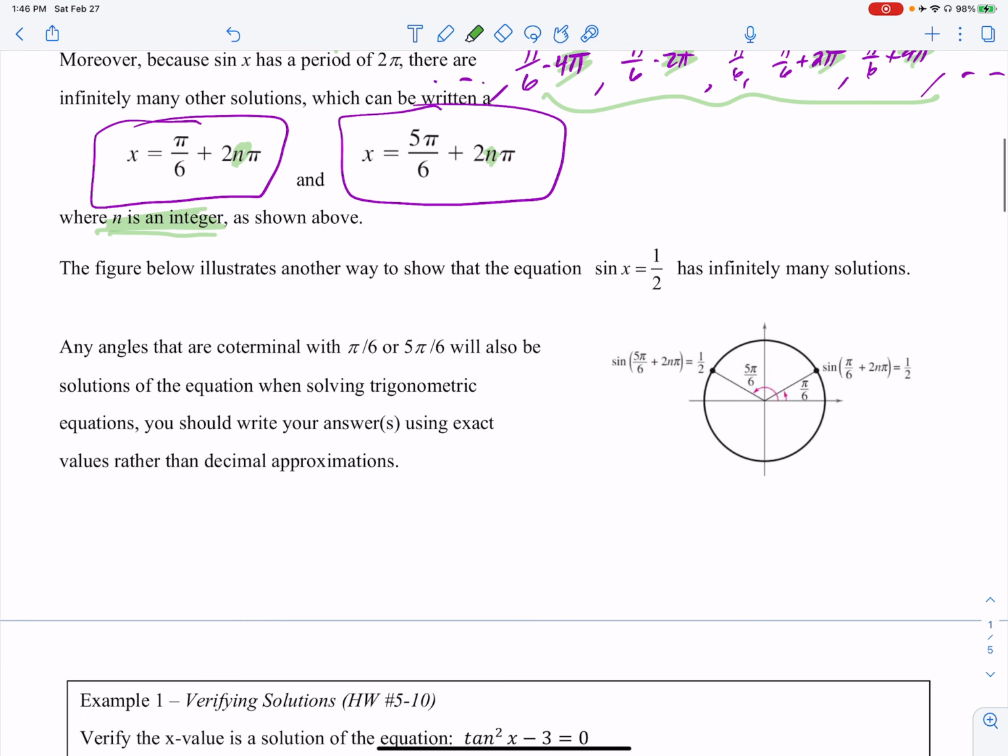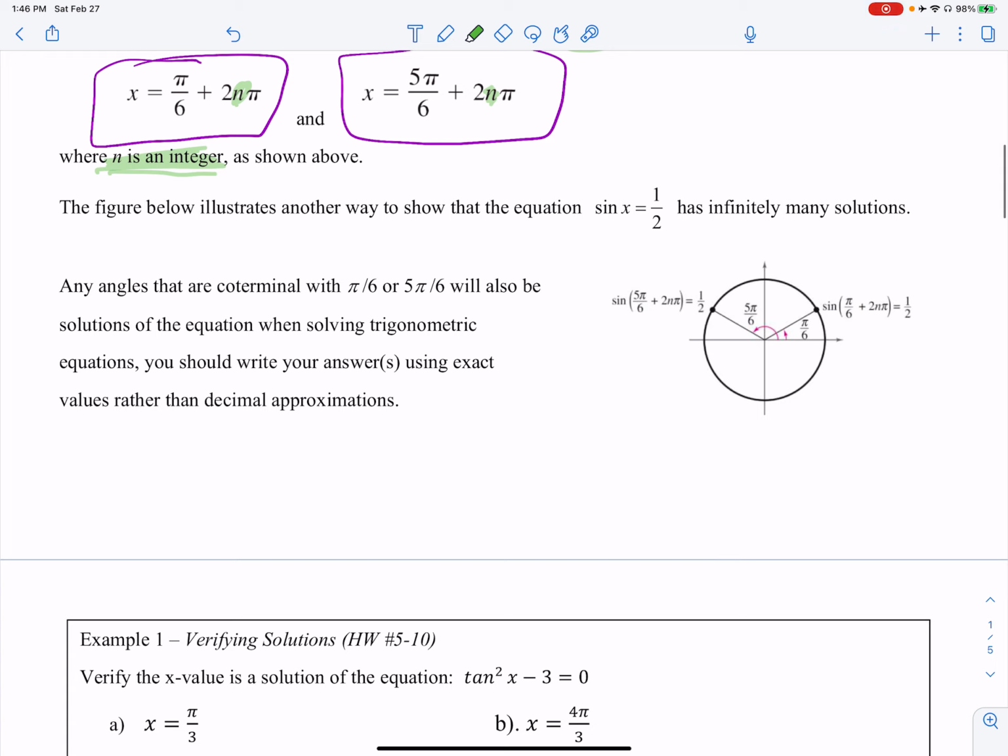All right, so this figure below illustrates another way to show that this has infinitely many solutions, which I've already alluded to. And it's just the idea that if you're at pi/6, and then if I do a full rotation, that's pi/6 plus 2 pi. If I add on another rotation, that's pi/6 plus 4 pi, and et cetera, et cetera. So any multiple of 2 pi, if I add it to pi/6, I'm going to get a sine of 1/2. And the same thing with 5 pi/6.